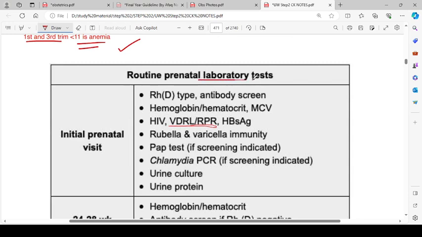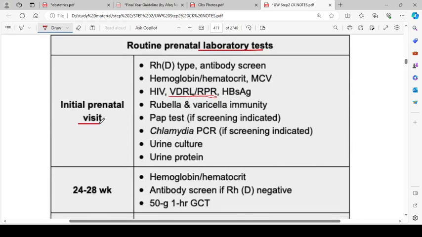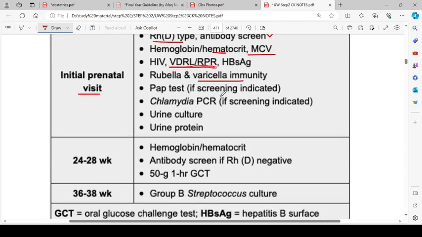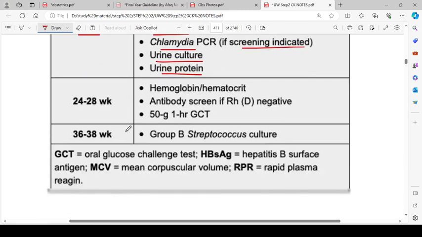Now, routine prenatal laboratory tests. Initial prenatal visit: RHD type, antibody screen, hemoglobin and hematocrit, mean corpuscular volume, HIV, VDRL, RPR, which are the tests of syphilis, and HB surface antigen, rubella, and varicella immunity. PAP test if screening is indicated, chlamydia PCR if screening is indicated, urine culture and urine protein.